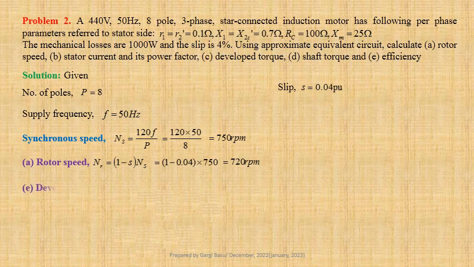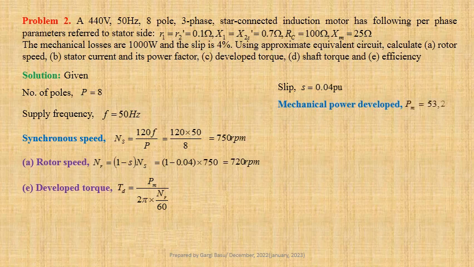Expression for developed torque Td equals Pm divided by 2 pi into Nr by 60. We have determined mechanical power developed Pm equals 53,251 watts. Therefore, Td equals 53,251 divided by 2 pi into 720 by 60, which is approximately equal to 706 Newton meter.